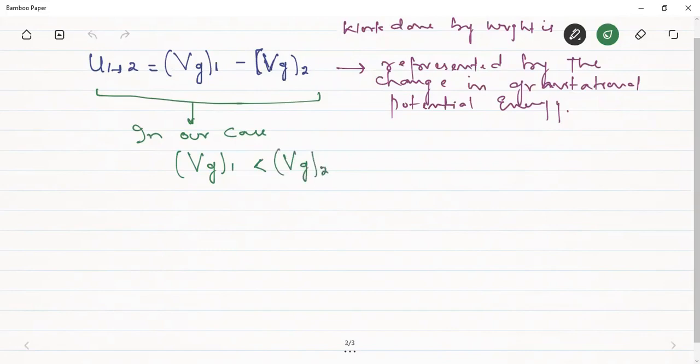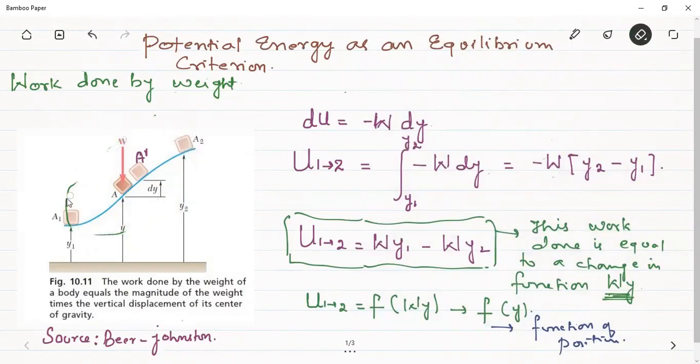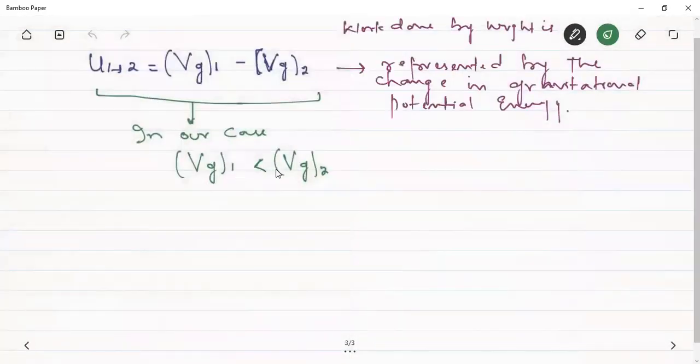You can clearly see from the schematic that the gravitational potential energy of this block at the initial position will be equal to Wy1, and the gravitational potential energy at this final position A2 will be equal to Wy2, and clearly y1 is less than y2. Therefore, the gravitational potential energy of this block at the initial position will be less than that at A2. Therefore, we can conclude that Vg1 is less than Vg2. Therefore, work done will be negative.